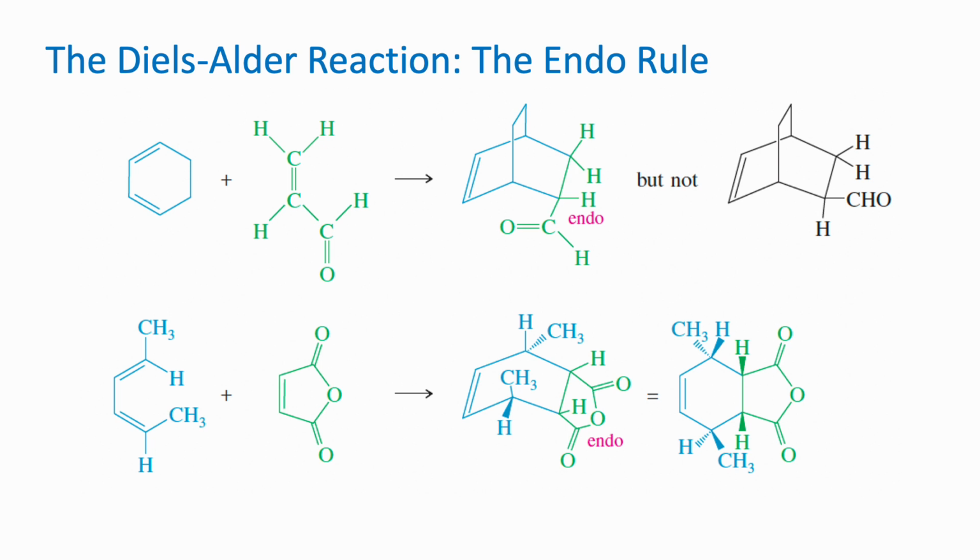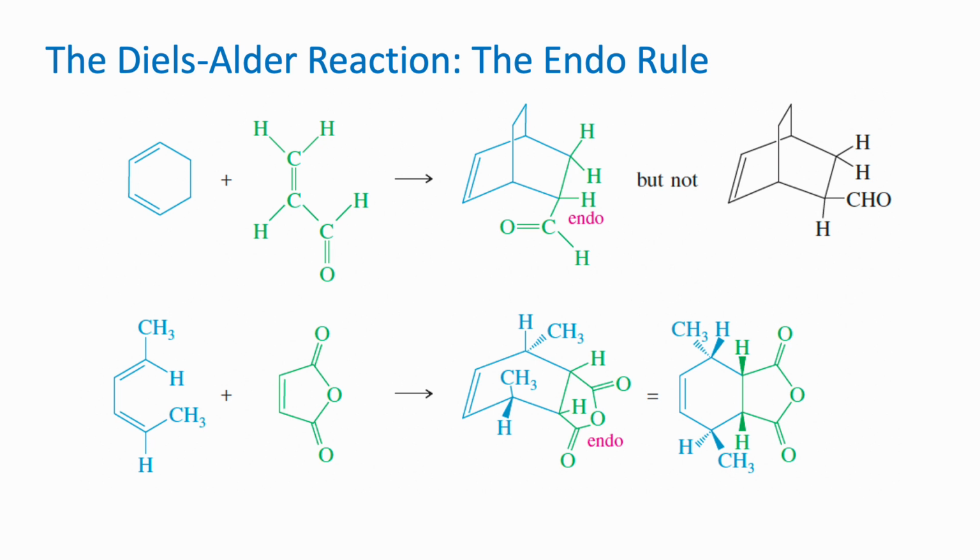But again, regardless of the structure of our diene, that electron withdrawing group is always going to end up in the endo position, not the exo position. You can see that the compound on the far right, that has the aldehyde, the CHO, is pointing up in the exo position. That is an unfavored product. The favored product has that electron withdrawing group in the endo position.